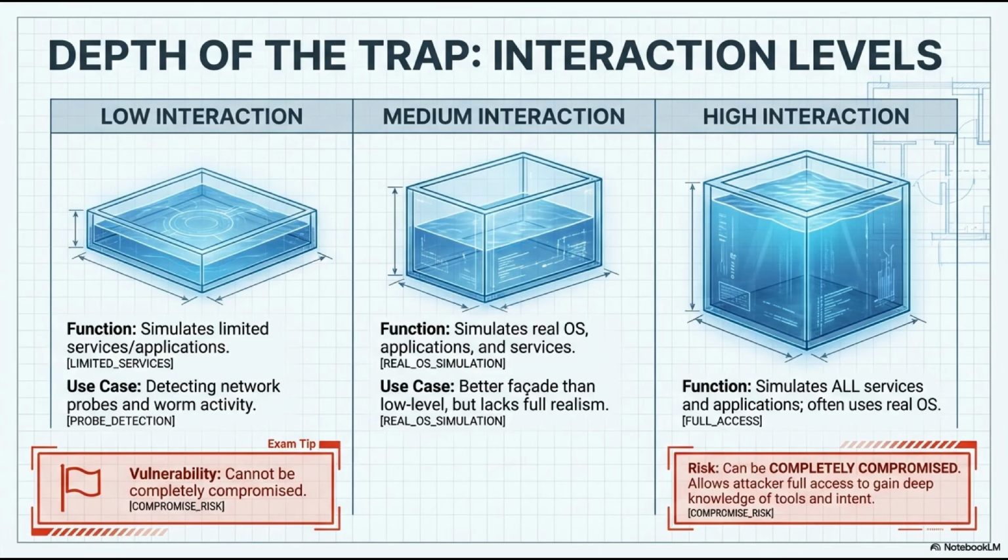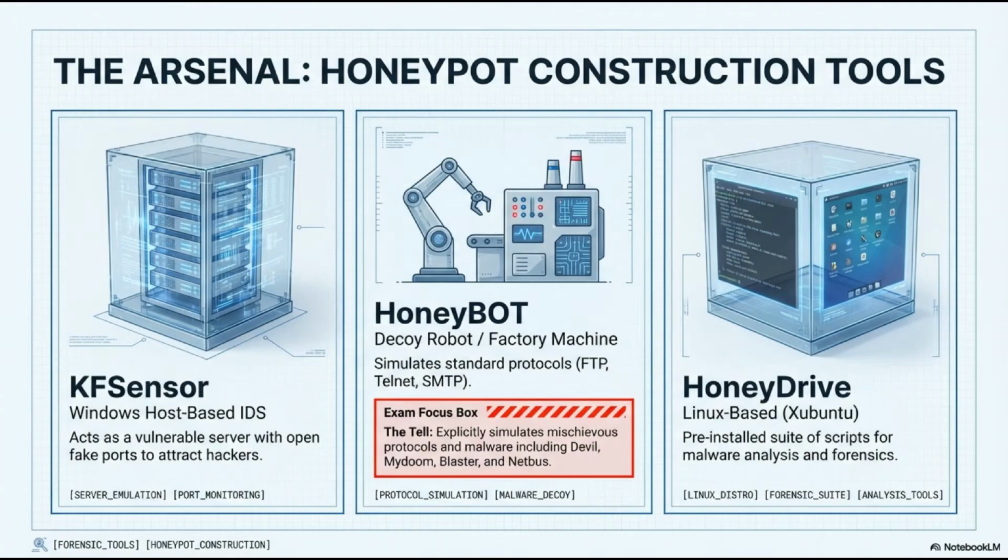Okay, let's talk about the gear. Let's move to slide 4. The arsenal. These are the tools. Right. There are a few mentioned here. KF Sensor, which is a Windows host-based IDS that basically acts as a vulnerable server, and Honey Drive, which is a Linux-based suite for forensics.